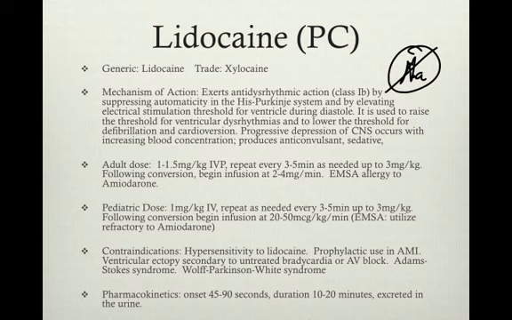Adult dose in this, 1 to 1.5 milligrams per kilogram IV push. Repeat in 3 to 5 minutes as needed, up to 3 milligrams per kilogram. Following conversion, you need to begin a maintenance infusion at 2 to 4 milligrams per minute. The only way that you would give it in VT is if they had an allergy to amiodarone. Pediatric dose, 1 milligram per kilogram also, 3 milligrams per kilogram max. In VT, you can utilize this if it's refractory to amiodarone.